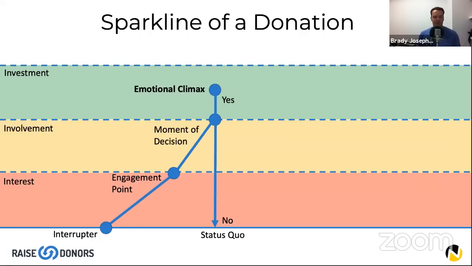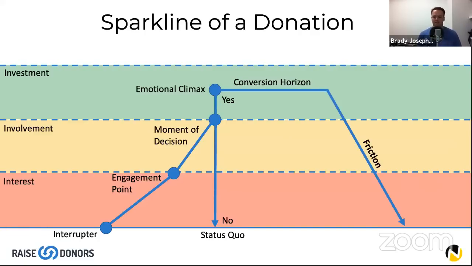Now, the better we communicate the emotional climax or the reason to give, the longer our conversion horizon is, or the more motivated or interested someone will be in making a donation. Because at some point, they do have to fill out forms. They do experience pain or friction. They have to give their credit card. They have to fill this out. And at some point, if there's just so much friction in the donation process, they will abandon that process and they will not complete their donation.